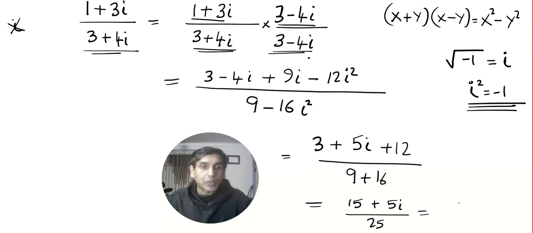And then you have to split it. 15 by 25 plus 5 by 25i. You can simplify this into 3 by 5 plus 1 by 5i. We have the complex number, then the complex conjugate, then the modulus.